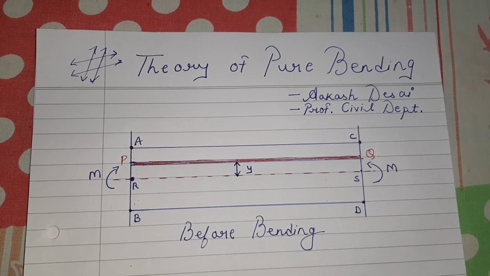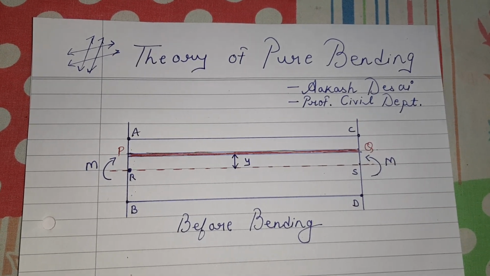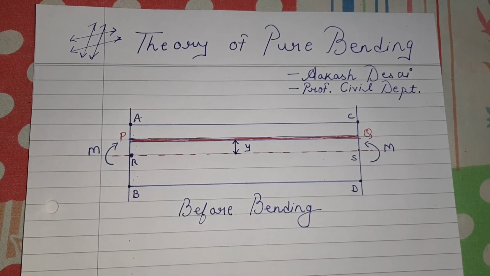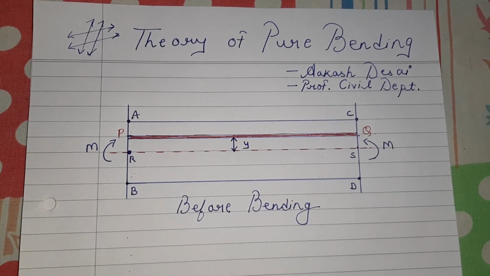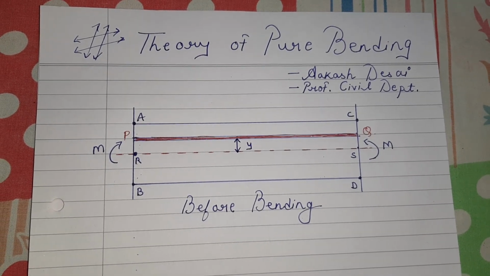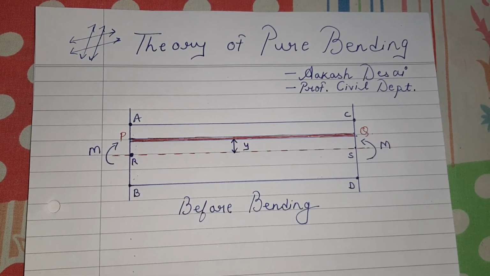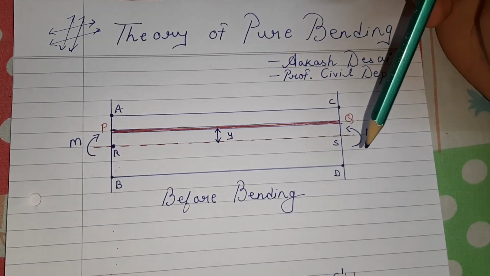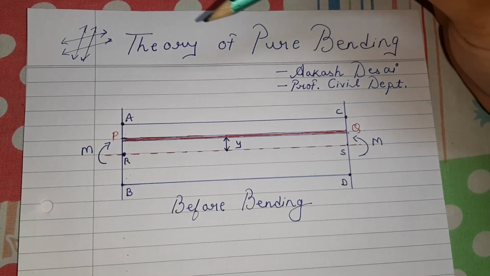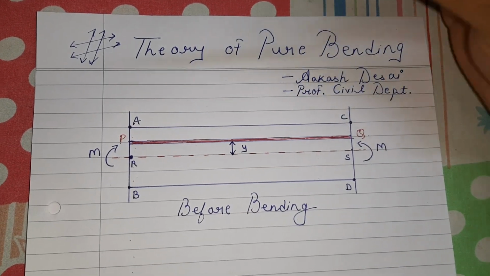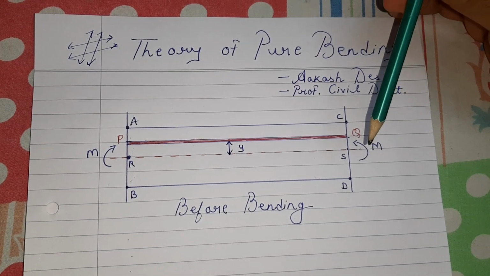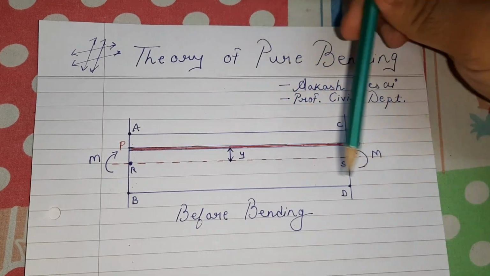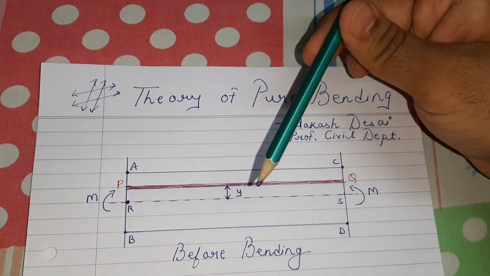That's the question. See, pure bending means when on a beam a load is applied throughout the section, the same amount of load applied throughout the section, that kind of beam will undergo pure bending. See here on this beam we have shown how it will behave before bending. A beam is shown with the moments it will undergo, clockwise and anti-clockwise moments. So this is how a normal beam looks before the bending process.